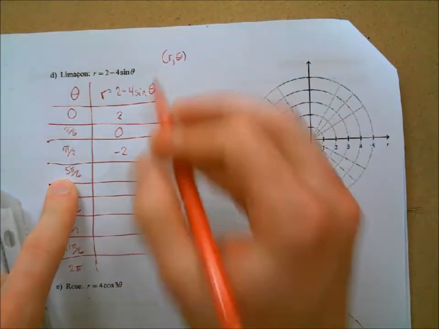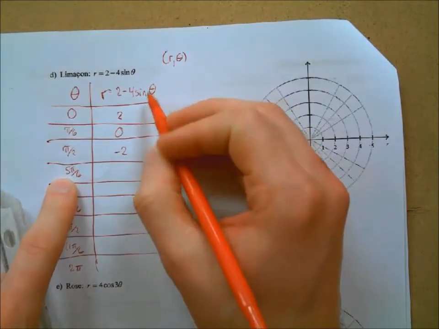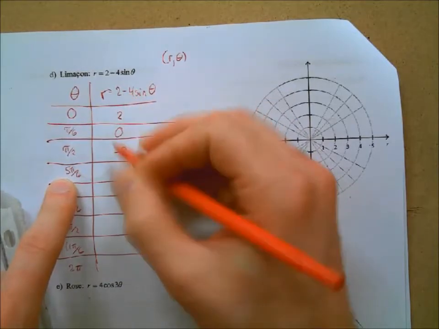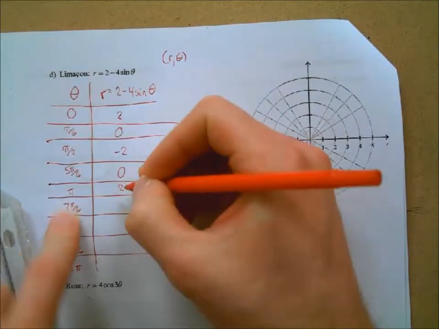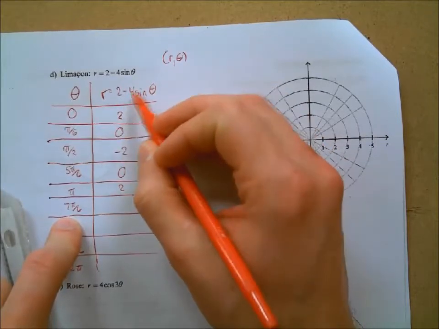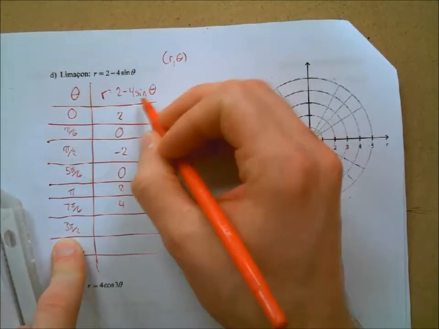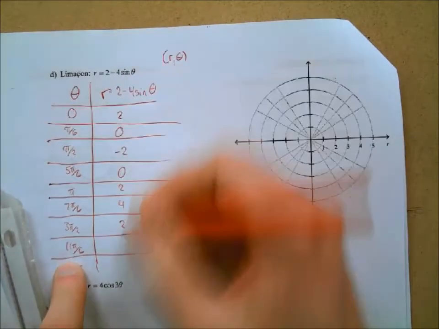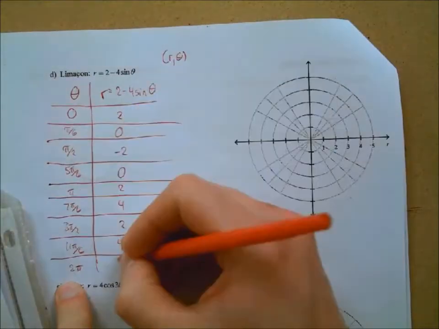5 pi over 6. Sine of 5 pi over 6. That's in the second quadrant. Sine is still positive there. So it's going to be 1/2. 1/2 times 4 is 2, so 2 minus 2 is going to give you 0 again. Pi, sine of pi is 0, times 4 is still 0, 2 minus 0 is 2. Sine of 7 pi over 6, now we're in the third quadrant, so it's going to be -1/2. -4 times -1/2 is +2, so plus the 2 there makes a 4 for our r. 3 pi over 2, sine is -1, so it'll be 6. 11 pi over 6, again, fourth quadrant, sine is negative, so it'll be another 4 there. And then finally 2 pi will be back to what we had at 0, which was 2.